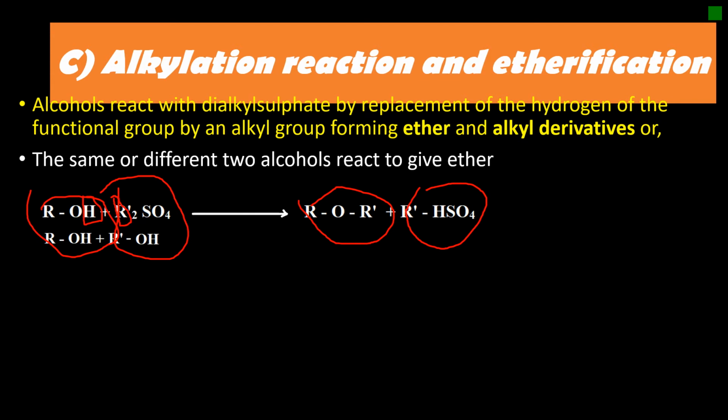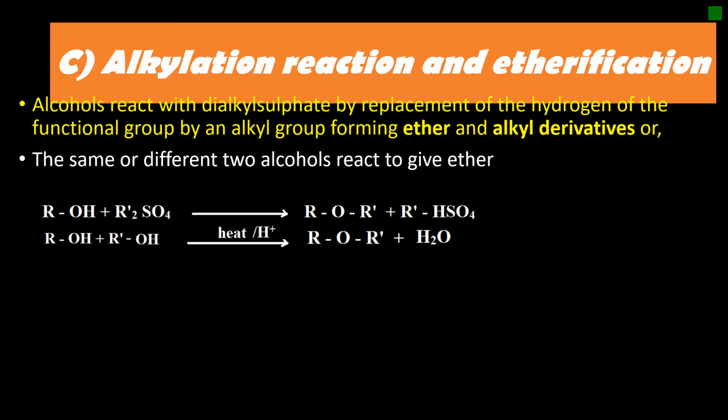The second general equation is when two alcohols react among themselves to give an ether molecule and water. It means that if the two alcohols are reacting in acidic medium, we also have a substitution reaction where hydrogen is replaced by one alkyl group from one of the alcohols and a water molecule is produced. We can call this one a condensation reaction.